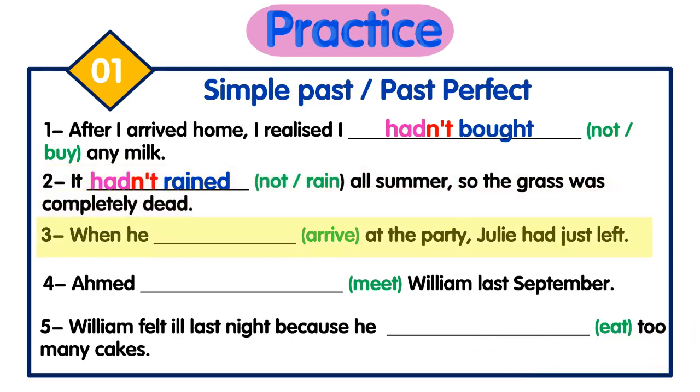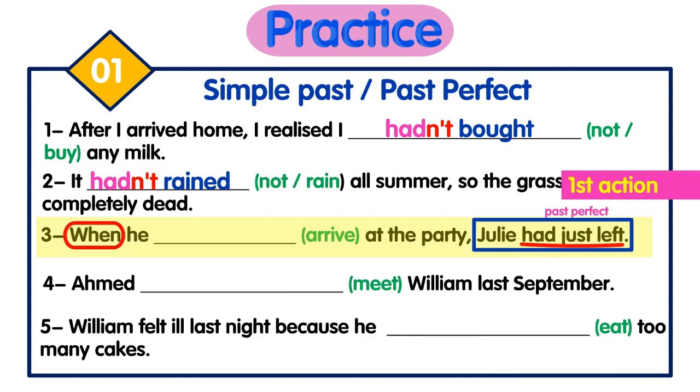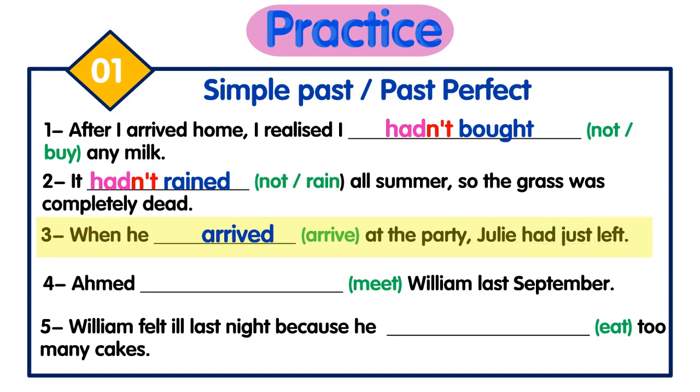Sentence number 3. When he arrived at the party, Jolie had just left. In this sentence here we have had just left, which is in the past perfect. Here we have when. And when is followed by the simple past. And this sentence here, Julie had just left, is the first action. That's why I put it in the past perfect here. So this one here is the second action, and we need to put it in the simple past. So the answer is going to be, when he arrived at the party, Julie had just left.